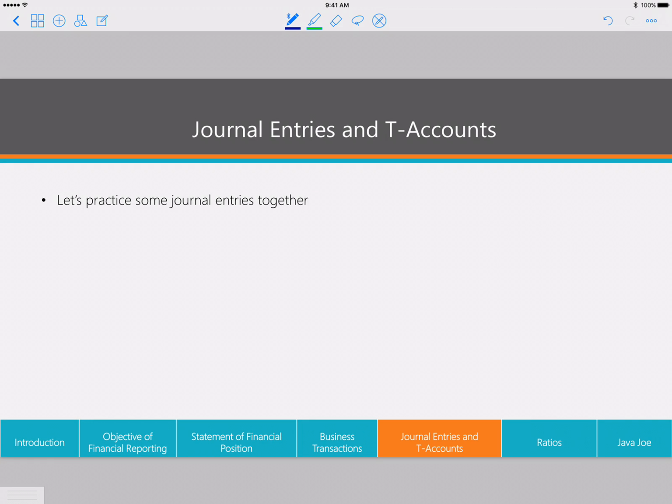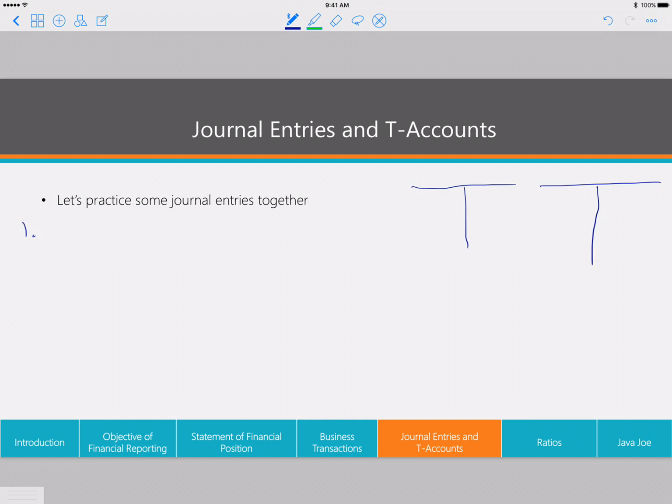So let's practice doing these journal entries together. I'm going to tell you what happens in the transaction, and you try to write out the journal entry. I also recommend that you make some T accounts on the side and keep track of what's going on. So the first thing that happens in our story here is you decide to invest $5,000 to start your own company. So why don't you try practicing the journal entry for that?